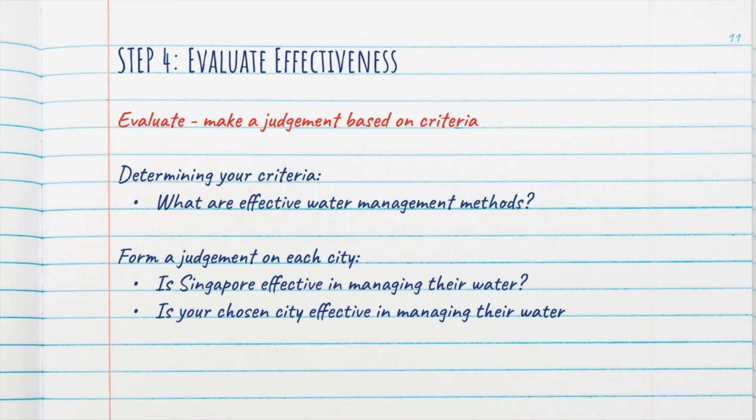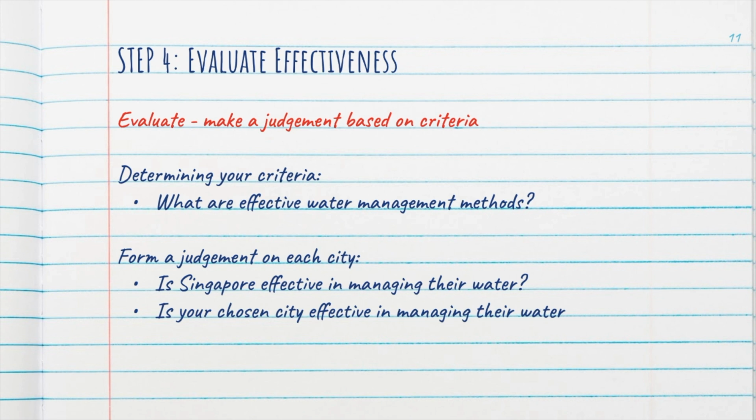After you have completed your comparison and contrast, the last step in the development stage is you need to evaluate the effectiveness of both cities' water management methods. In this part, you don't need to compare which city is more effective or more sustainable than the other. All you need to identify is: is your chosen city effective in managing their water, and is Singapore effective in managing their water? And remember that when we evaluate the effectiveness, we should be relating back to whether their water usage and management strategy is sustainable or unsustainable.